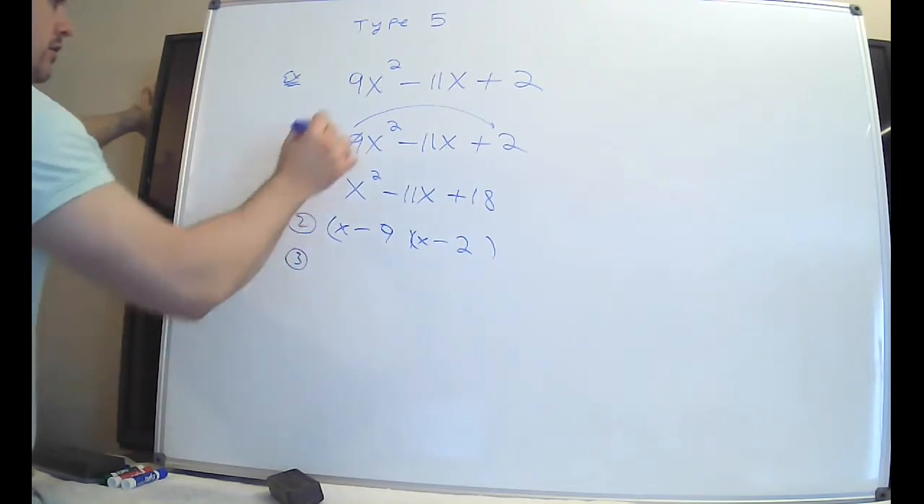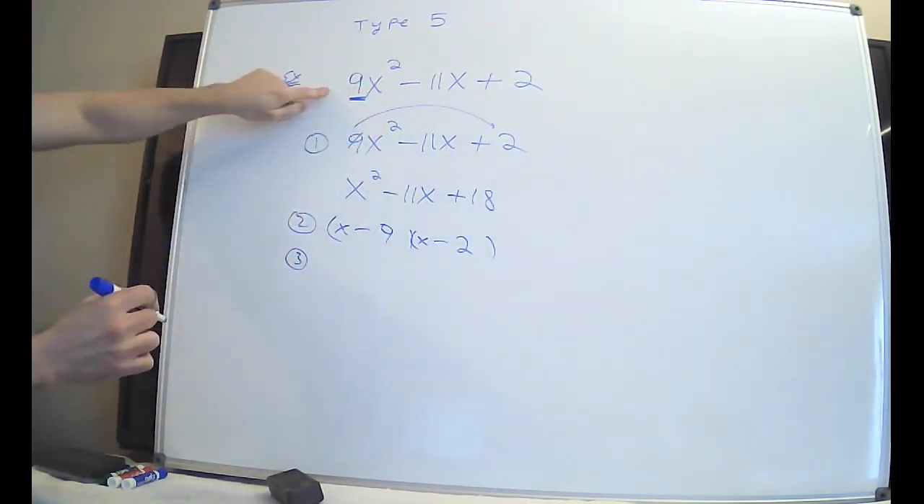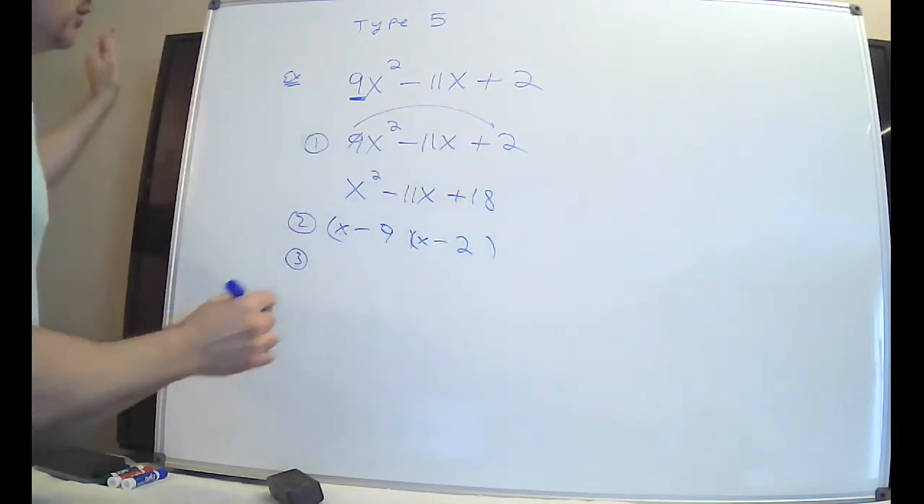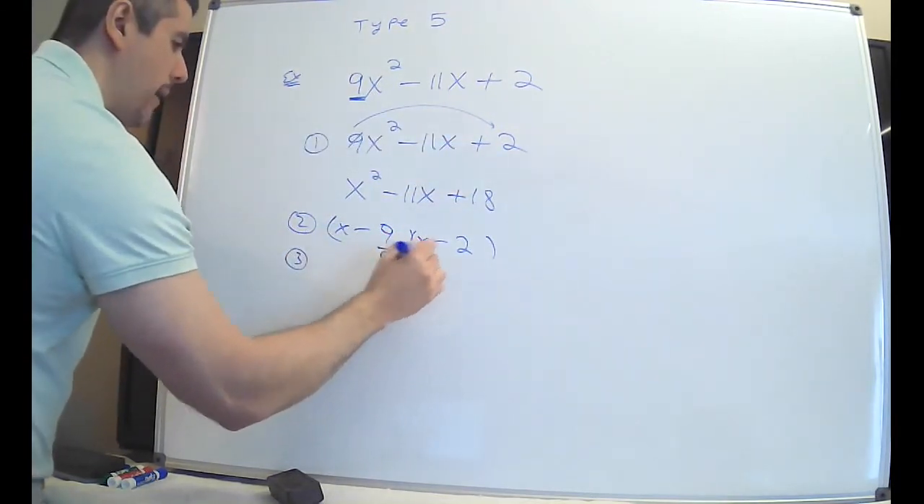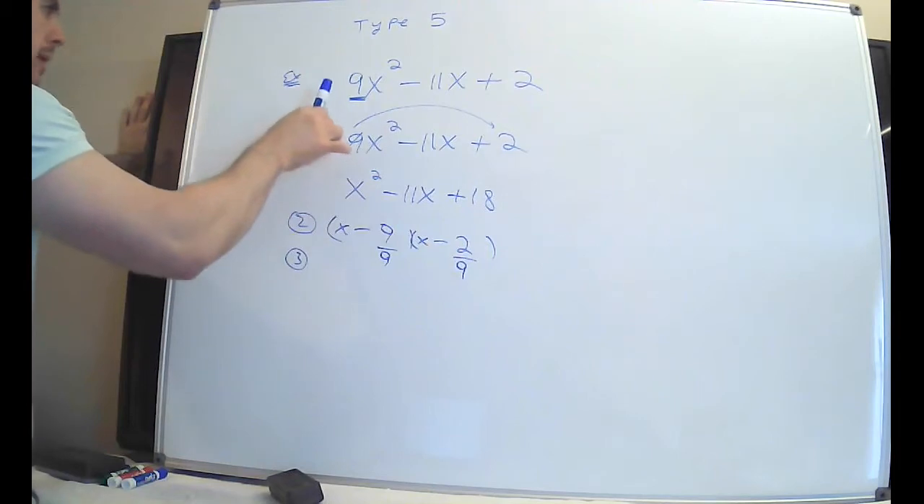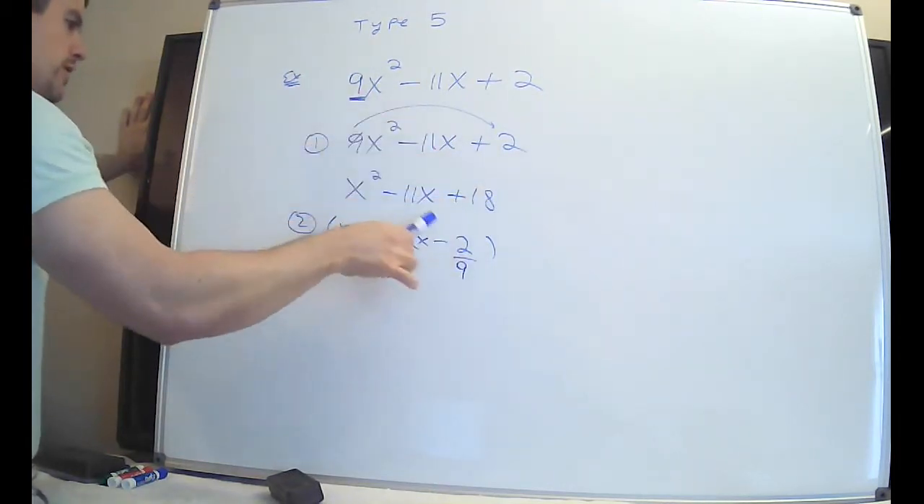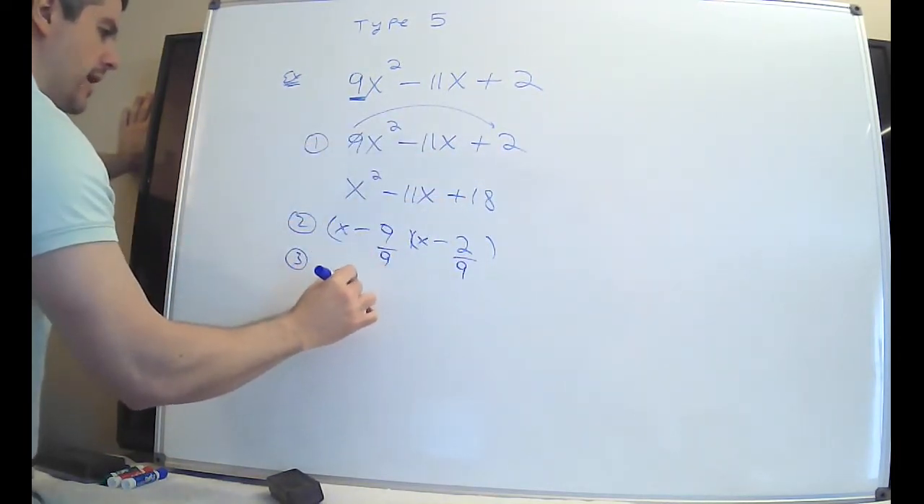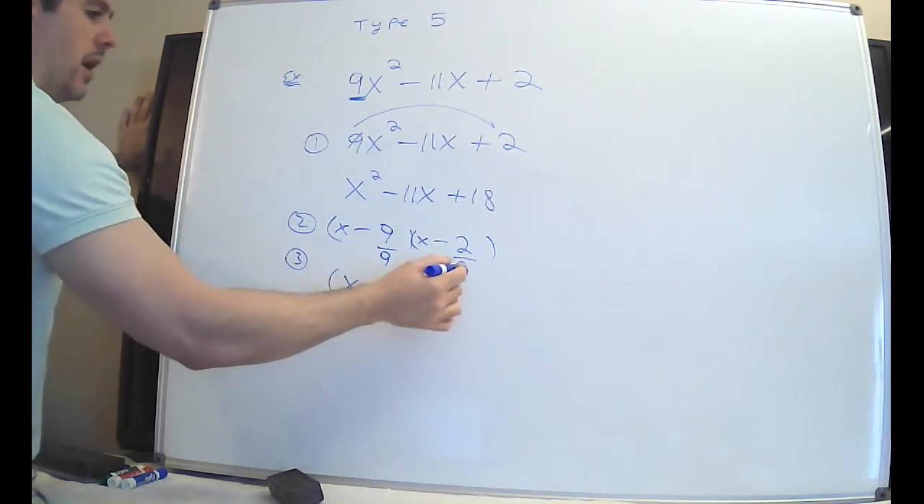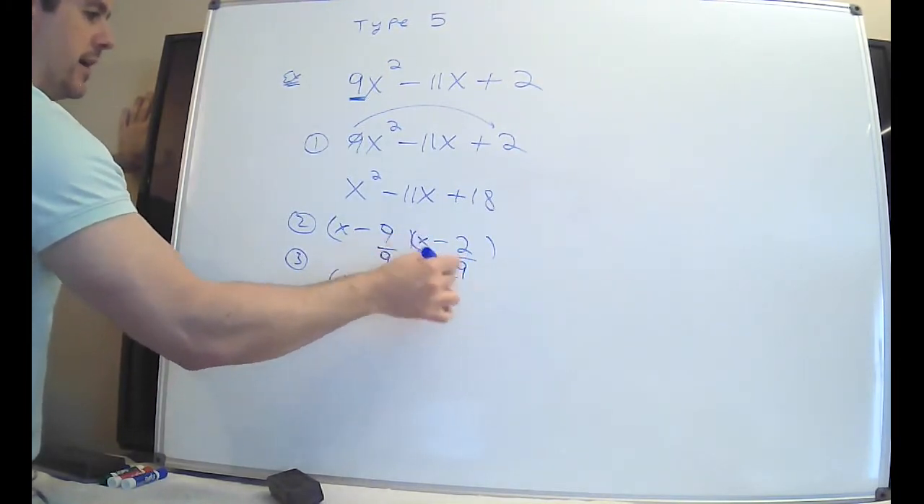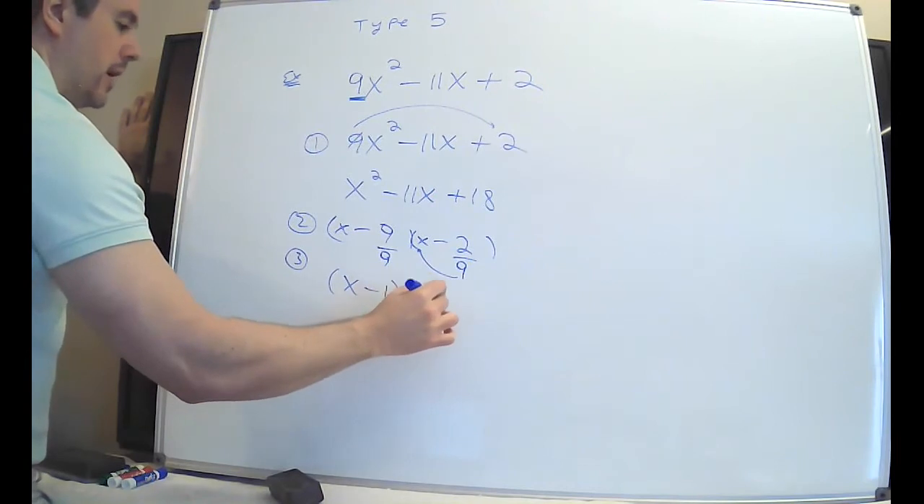Now, you need to do something else. I multiplied that by 9, so I have to divide by 9. Whatever you multiplied by, whatever number was in the front is what you divide by. 9 divided by 9, 1. 2 is not divisible by 9. Move it up there.